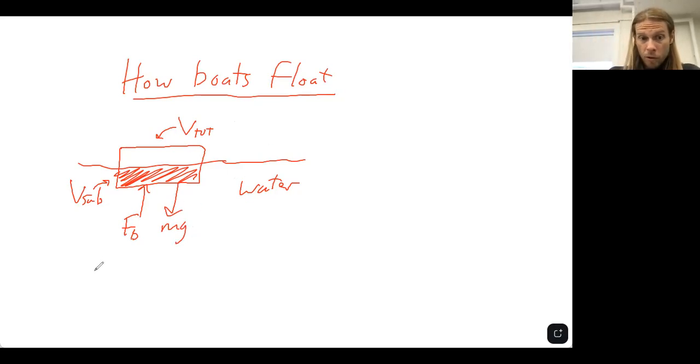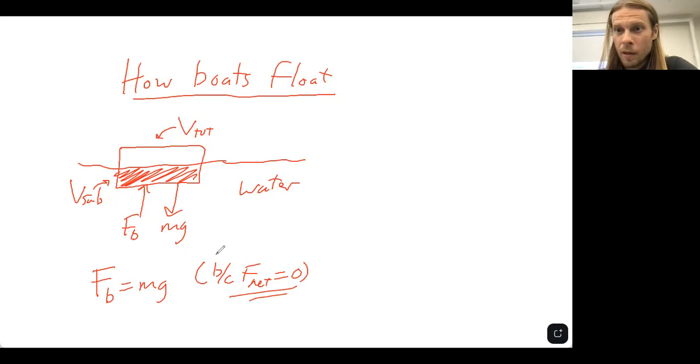When something is floating, those are equal. Why? Because it's not moving. And F net therefore is 0. So this is not the case of rising.